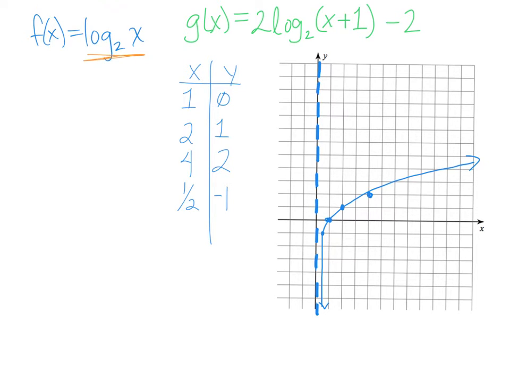So let's think about what each one of these means. This 2 out here is not with the x, which means it's applied to the y. What are we doing to the y? We are multiplying y by 2.